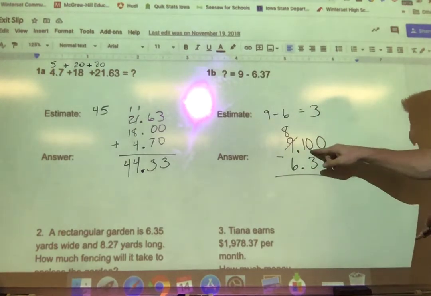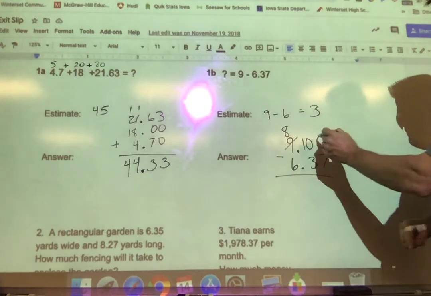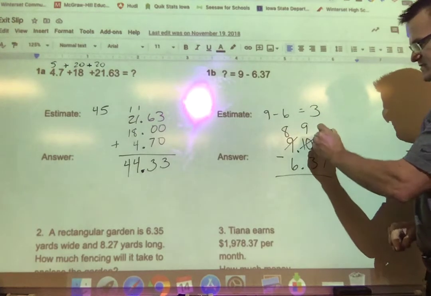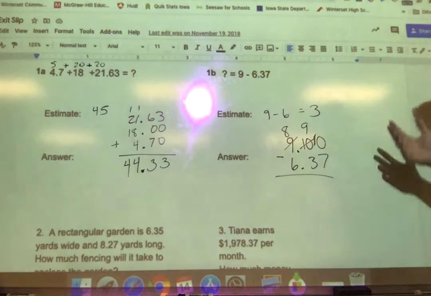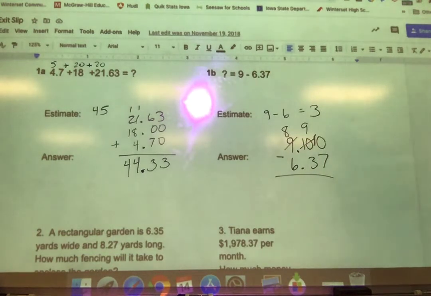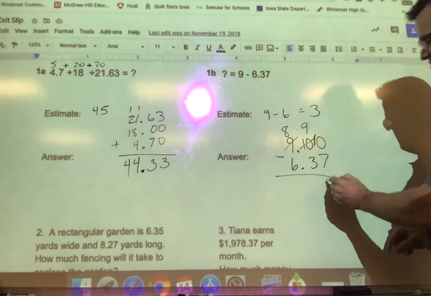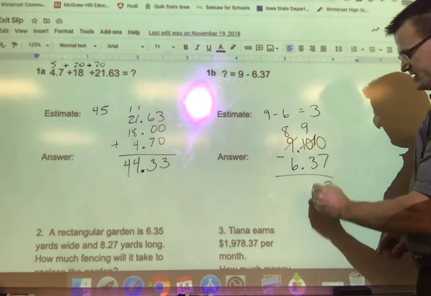Okay, but now I've got to decompose again because I can't do 0 minus 7. So if I take 1 away here, that gives me 10 of these. And now I'm able to subtract in the traditional way. Okay, so 10 minus 7 is 3. 9 minus 3 is 6.